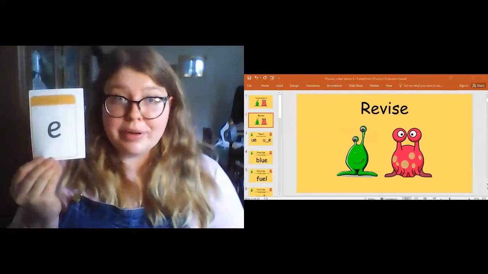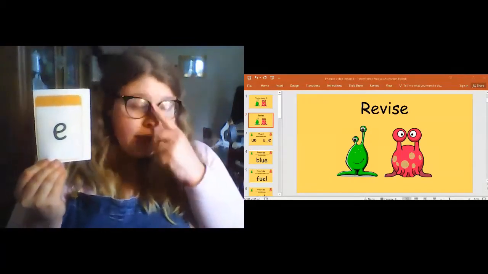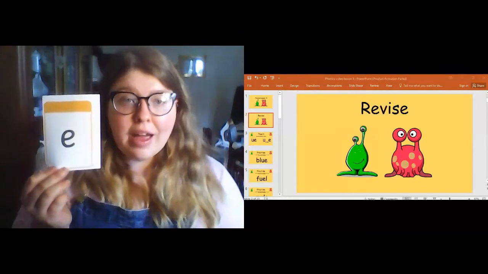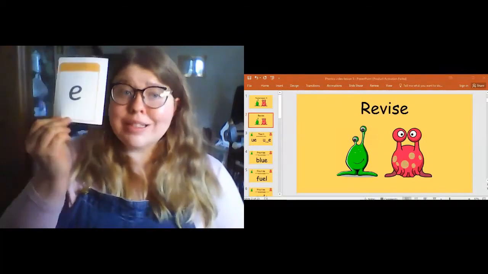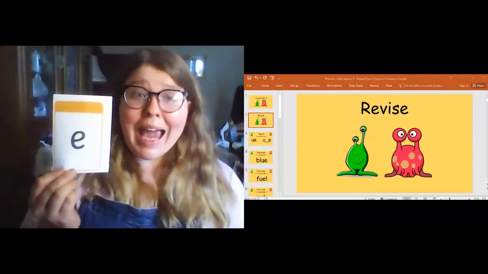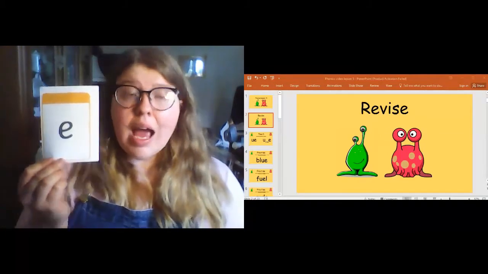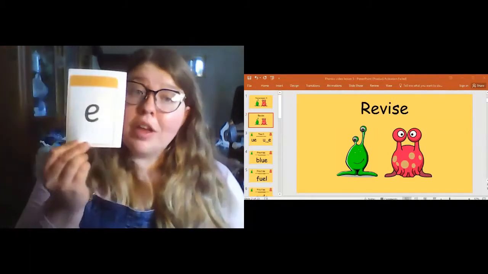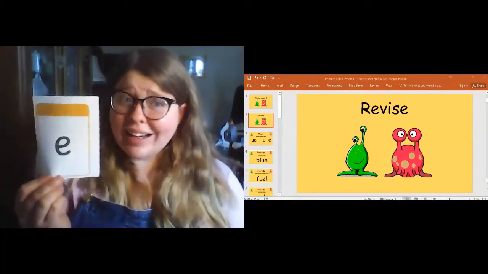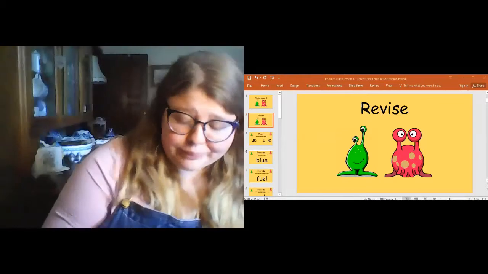Let's have a go at this one. You're right, that's e. Let's say that together. E. Now, sometimes this e is silent, so it doesn't make any sound. And sometimes it works together with another letter to form a split digraph. So e is a little bit tricky.